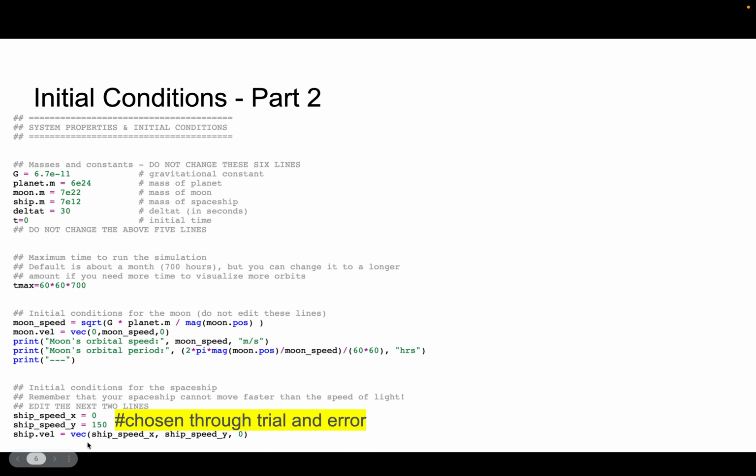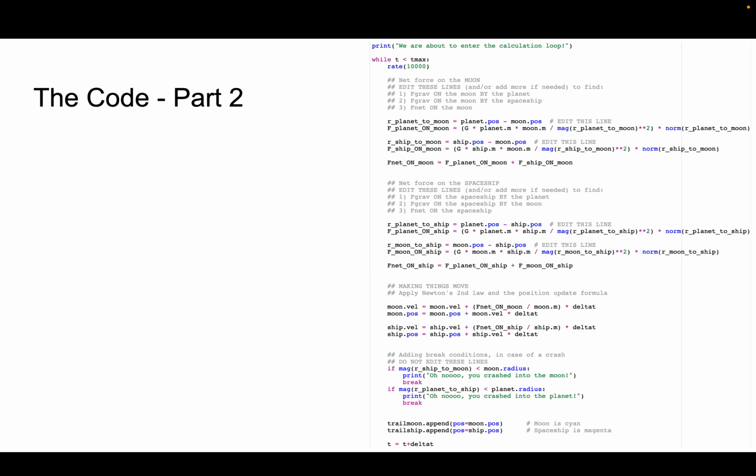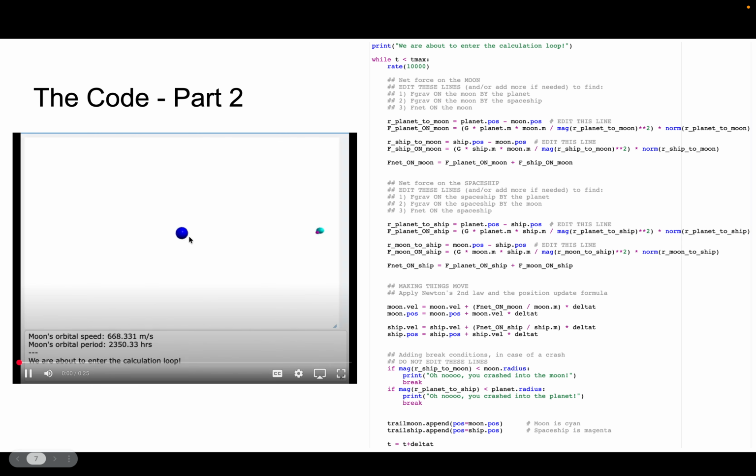So these are the initial conditions for Part 2. The main thing that we altered was the speed of the ship, the x component being 0 and the y component being 150. These were mostly chosen through trial and error. So this is the code for Part 2.